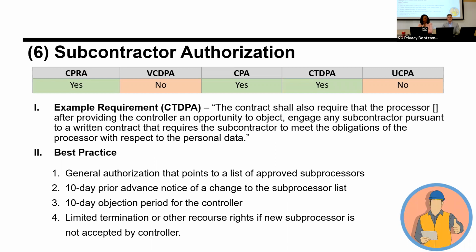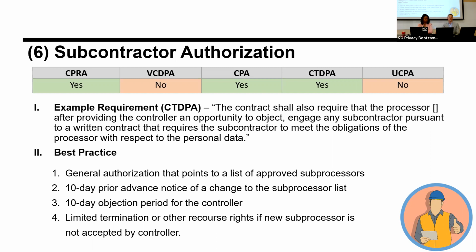Subcontractor authorization. This is new, this is familiar GDPR land. And so here we have to get authorization. So what does that mean? And then you have to also flow down your terms to your sub-processors.